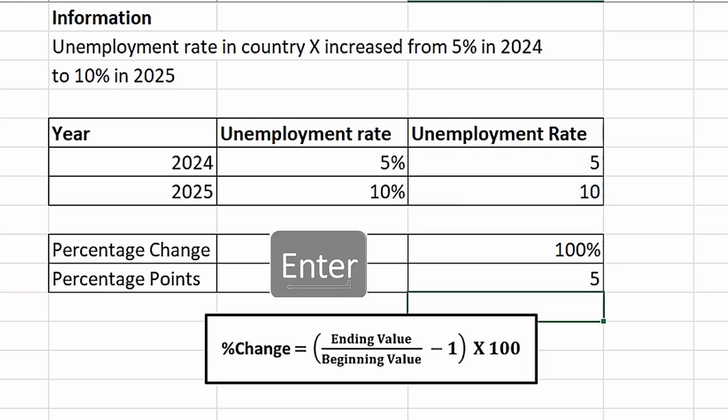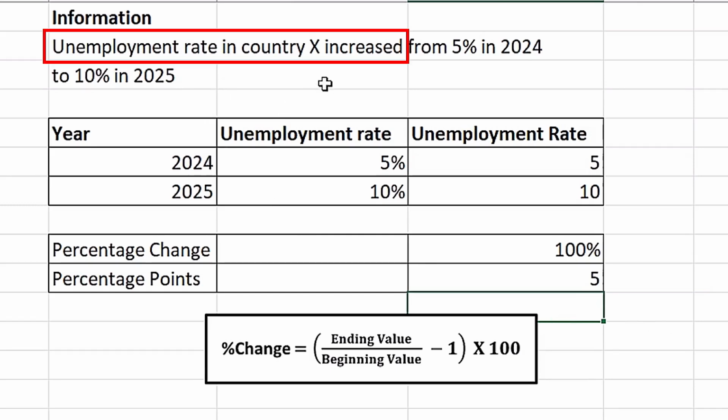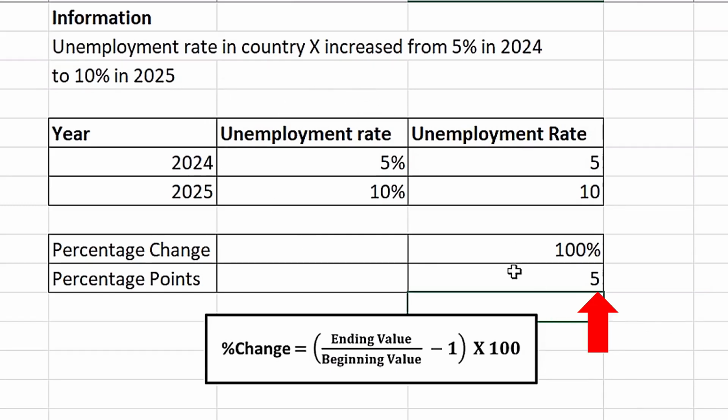And when I hit enter, you can see it's telling us that it's 5% points. That one means unemployment rate in country X increased by 5% points in 2025. Now, when you're presented with a rate that has percentage symbols like this, this is actually how you do it.